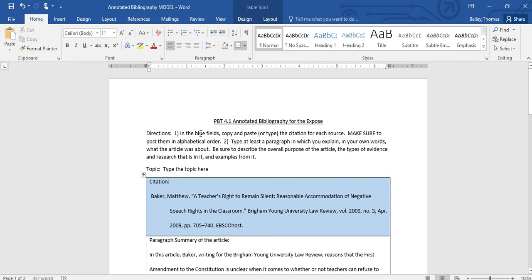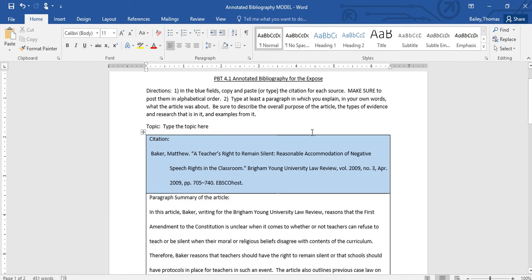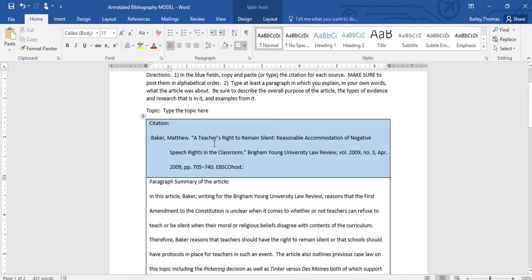So in the previous video, I showed how to put these things into the correct order. In this video, I'm going to focus on just one example of typing a paragraph in which you explain in your own words what the article was about. And it says, be sure to describe the overall purpose of the article, the types of evidence the research is in it, and examples.